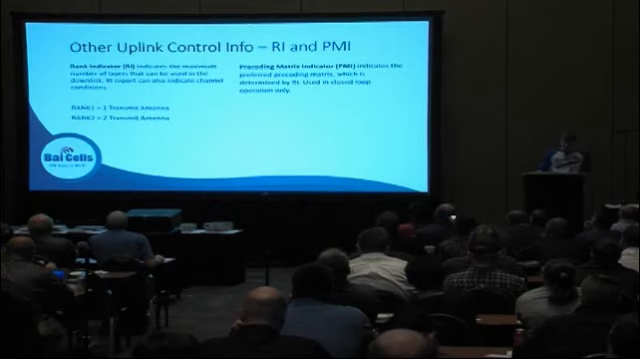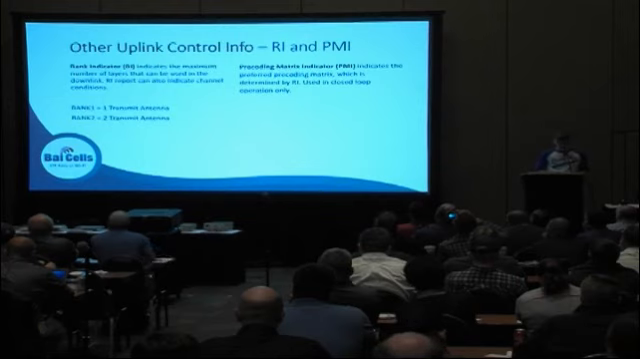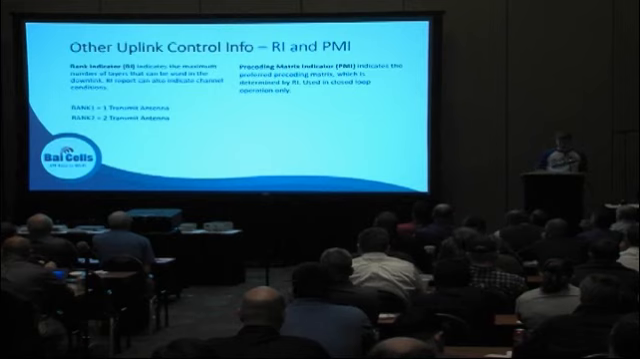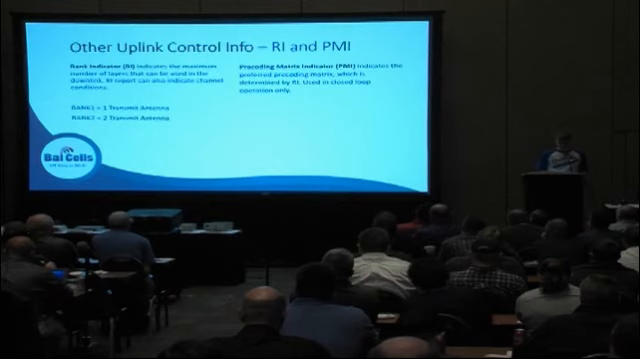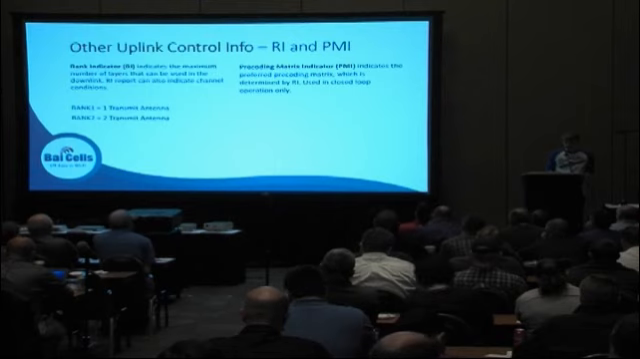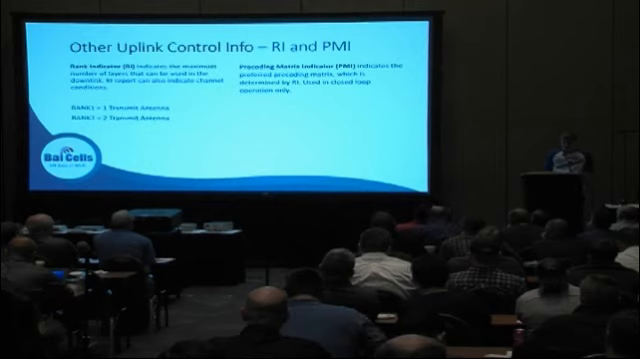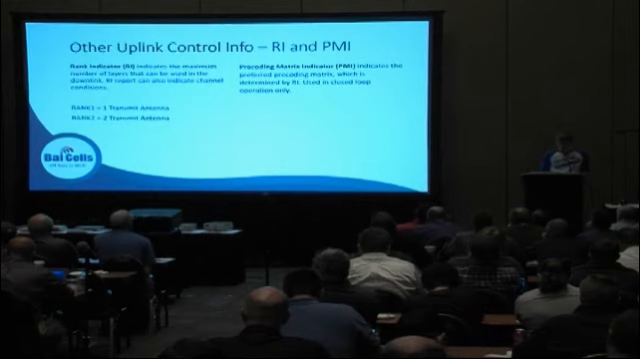Okay, then you have the rank indicator. So this basically says how many antennas do I have. With our current models, we have a 2x2, so we have 2 antennas. In most cases, the UE will report that it has a rank 2. If there's a lot of noise on one of the antennas, it's possible that it could indicate a rank 1. So in some cases, that can help also determine noise. And then you have the PMI, which is for closed loop.